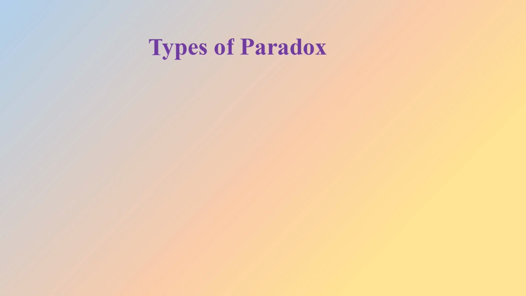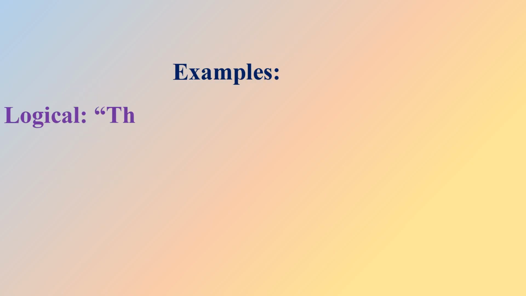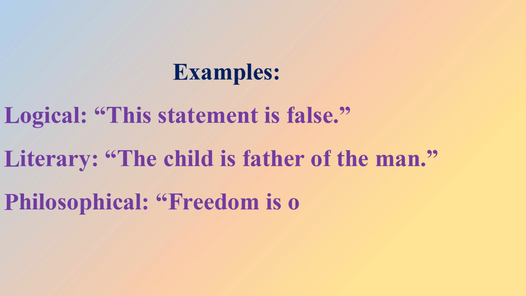Paradoxes can appear in different forms depending on where they are used. Some appear in logic, some in literature, and some in philosophy. A logical paradox challenges reasoning, like the statement, "This statement is false." A literary paradox is used for artistic effect, such as "The child is the father of the man," meaning childhood shapes adulthood. A philosophical paradox explores deep ideas, such as the claim that freedom comes from self.